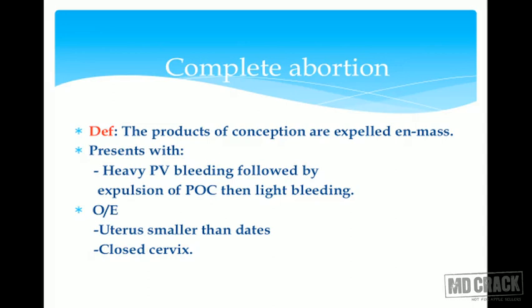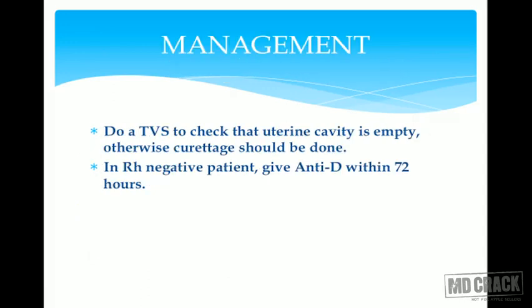On examination, you will find that the uterus is smaller than the gestational age, and here the os is closed. As in threatened abortion, the os was closed. Here also everything has come out and now the cervix is getting closed. We have to do either transvaginal sonography or transabdominal sonography to confirm that the uterine cavity is empty.